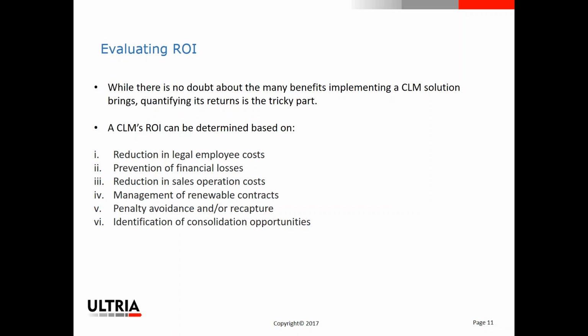How can we reduce sales operation costs? This is really a matter of how do we reduce sales cycles so that sales teams can get more business done with the same size team.